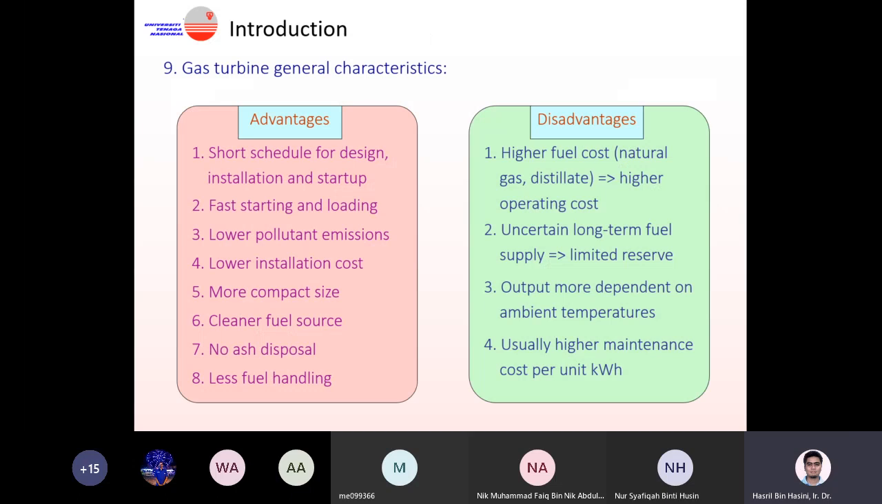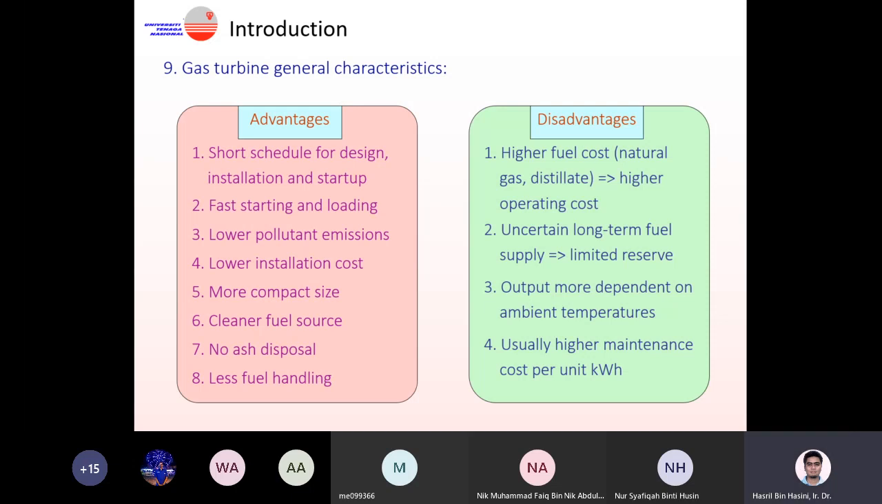Let's have a look here at the gas turbine general characteristics in terms of their advantages and also disadvantages. This is also important. In terms of the advantages, you have a short schedule for design, installation, and startup. It means that the time required to purchase a gas turbine for installation is very much faster compared to the steam turbine.